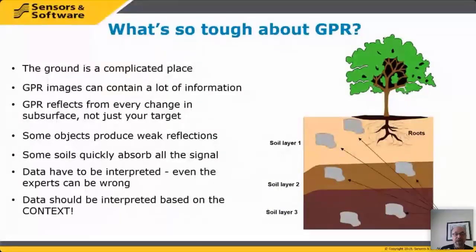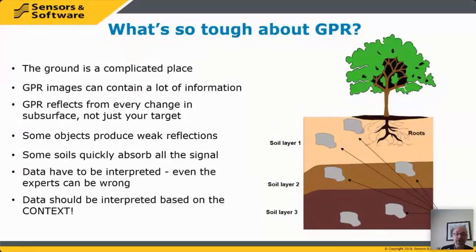And I get people who ask, well, how do I set it to just look for pipes? And I say, well, there's no settings like that. If we had a setting like that, I would just put in the setting for gold bars and go to town. But there's no way that we can do that sort of thing. GPR will create a cross-sectional image of the ground, and you're going to see all the changes in the subsurface, and so not just the target you're looking for.